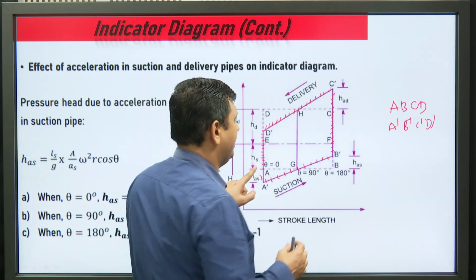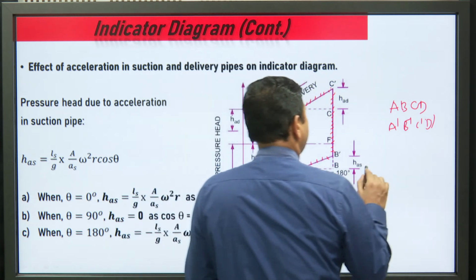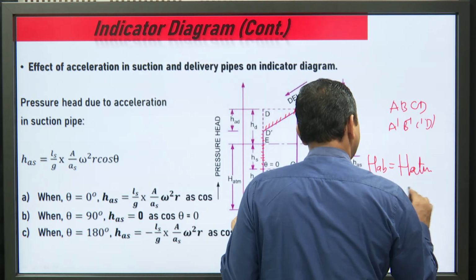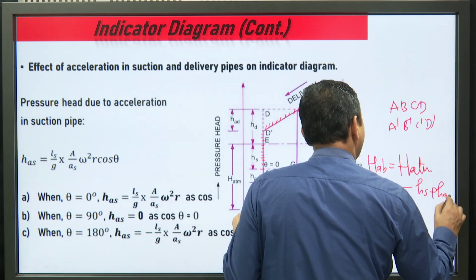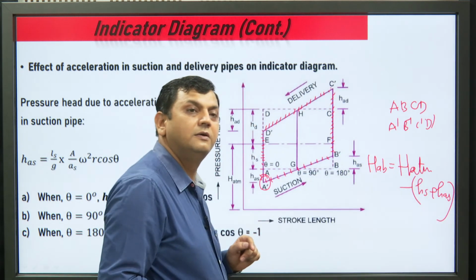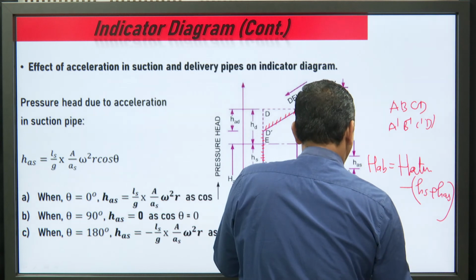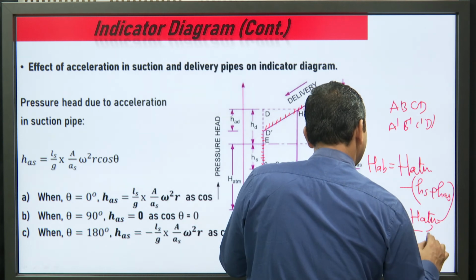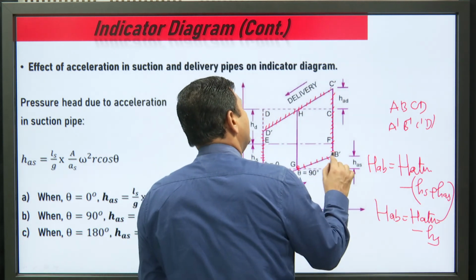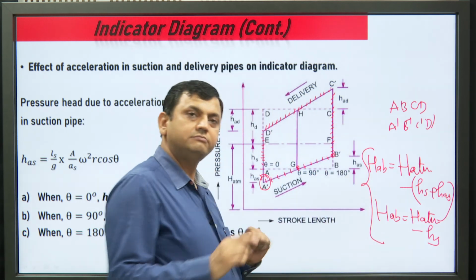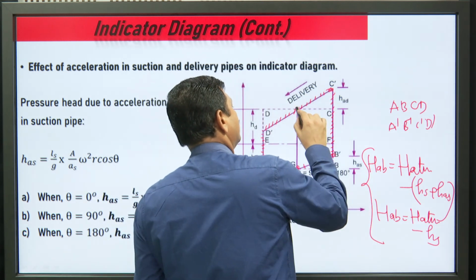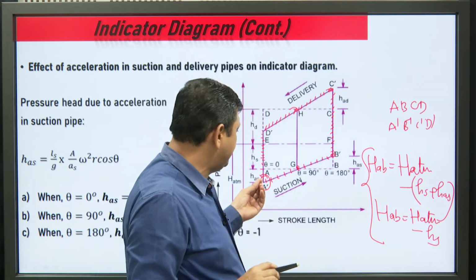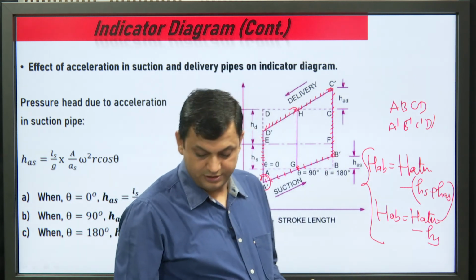What is the absolute head at this point? We can write H absolute equals H atmospheric minus HS plus HAS. This is in terms of the absolute. At the middle, H absolute is H atmospheric minus HS. So at different points the absolute pressure is different, similar to the delivery stroke. There is no effect on the work done, but the effect is different at different points.